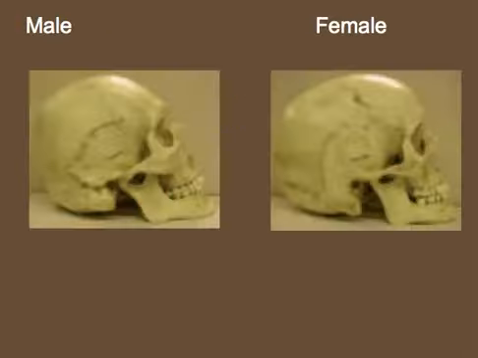And also the skull. Males tend to have a more prominent brow ridge. Females tend to have a less prominent brow ridge and a flatter forehead. Also, the orbits. Males tend to have a more square orbit. Females tend to have a more rounded orbit. So that's another way of telling.